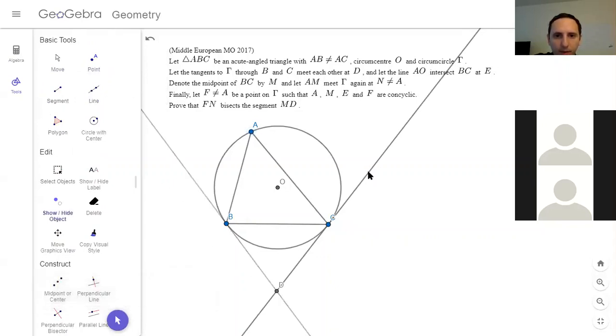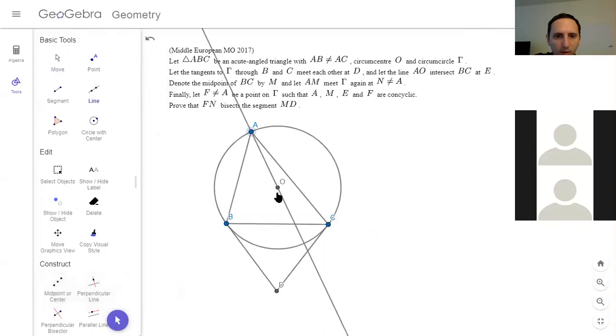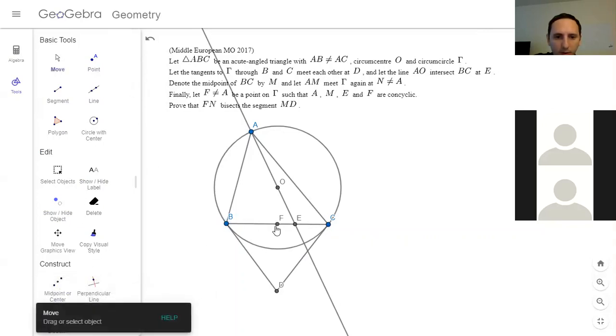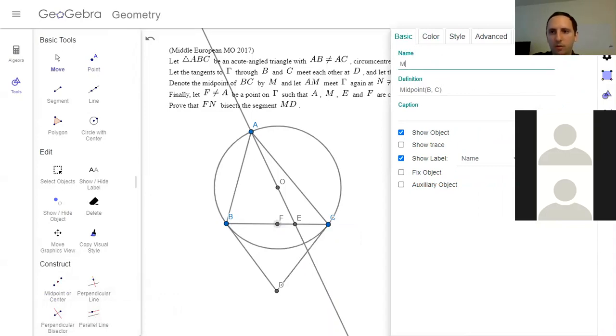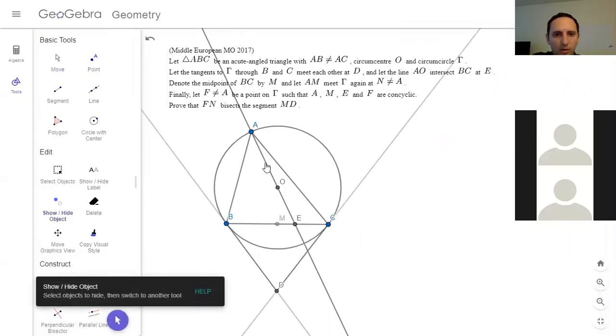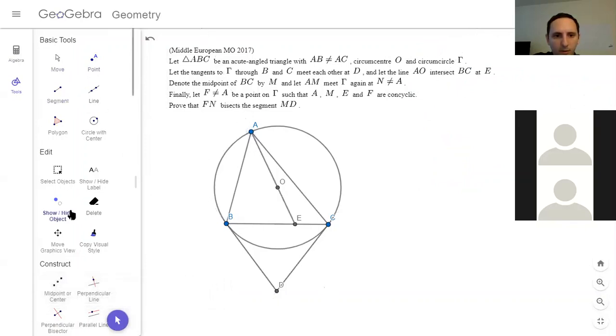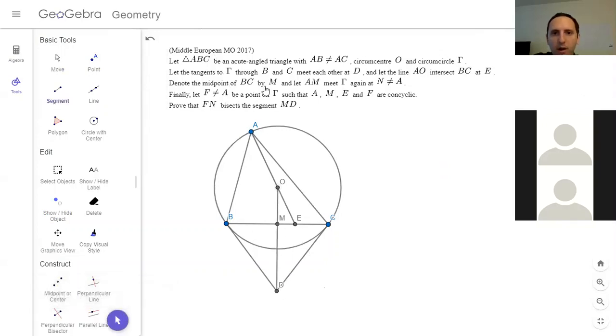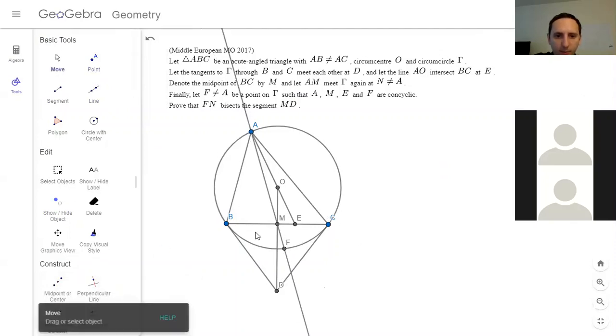AO intersects BC at E. M is the midpoint of BC. So obviously OM and D are collinear. AM meets the circle again at N. So basically angle CAN equals angle BAD because of the symmedian theorem.